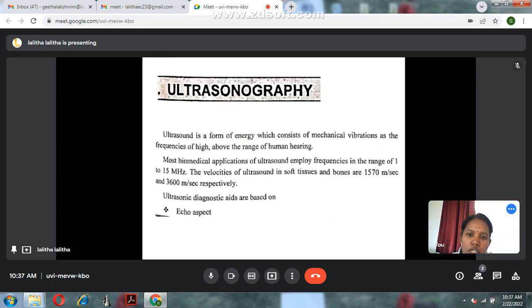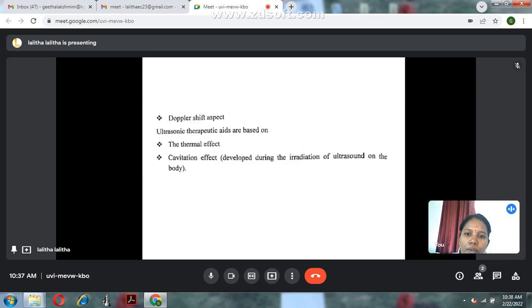The ultrasonic diagnostics are based on the echo aspect, Doppler shift aspect, thermal effect, and cavitation effect. So the Doppler shift aspect, the thermal effect, and the cavitation effect. The cavitation effect is developed during the irradiation of ultrasound on the body.